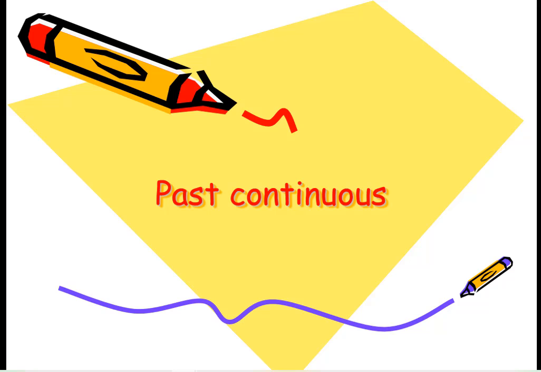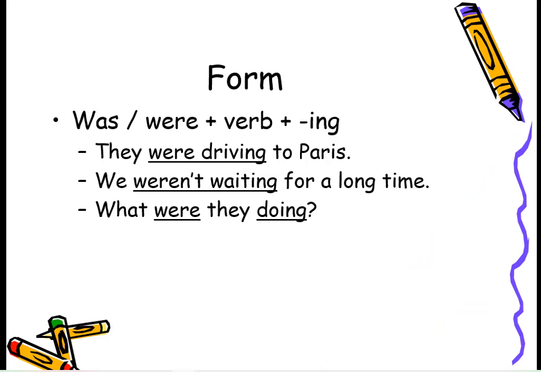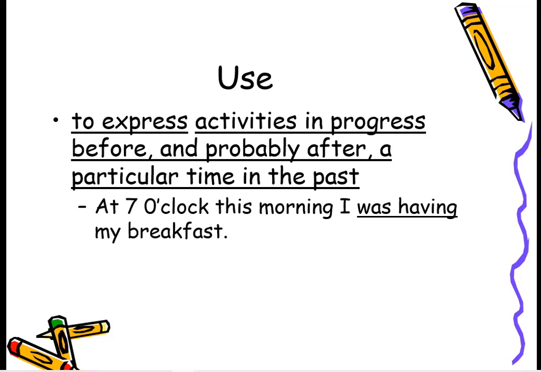What about the past continuous? We use was or were plus verb plus ing. They were driving to Paris. We weren't waiting for a long time. What were they doing? We use the past continuous to express activities in progress before and probably after a particular time in the past. At 7 o'clock this morning, I was having my breakfast. This situation was going on at a certain time in the past.